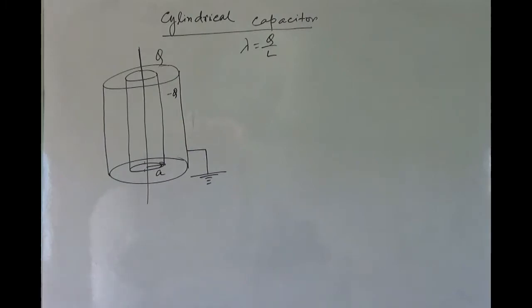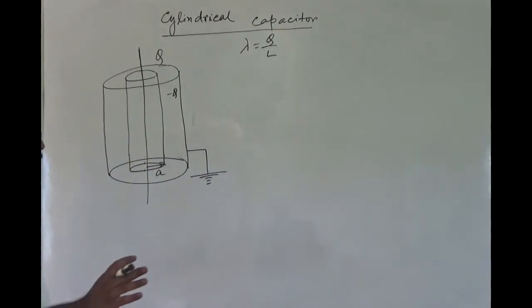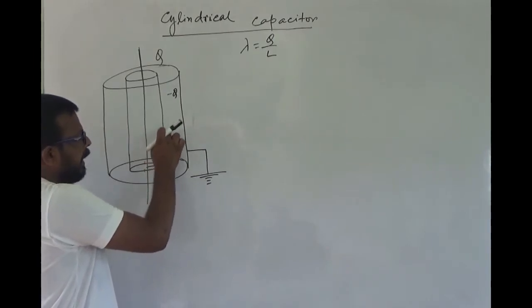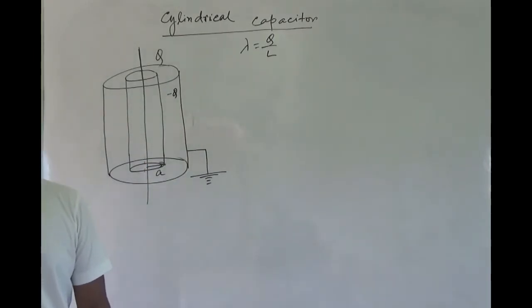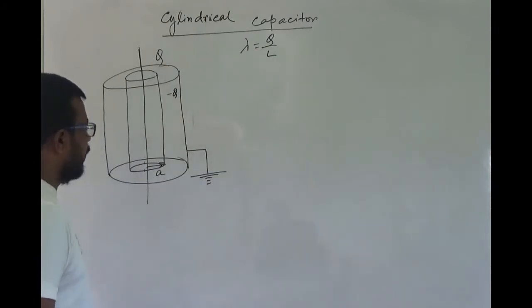Now the field lines start from the inner cylinder and terminate on the outer cylinder. Why do they terminate on the outer cylinder? Because it is grounded. Now the charge Q is spread on the axis of the cylinder uniformly, and the charge per unit length is lambda equals Q by L.